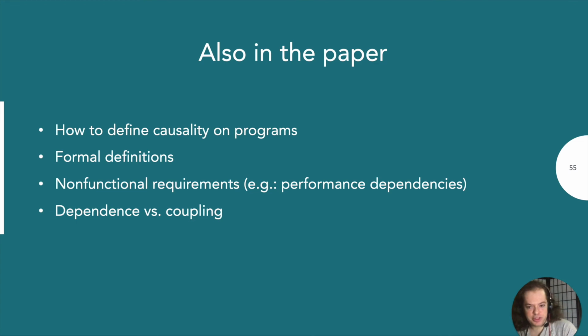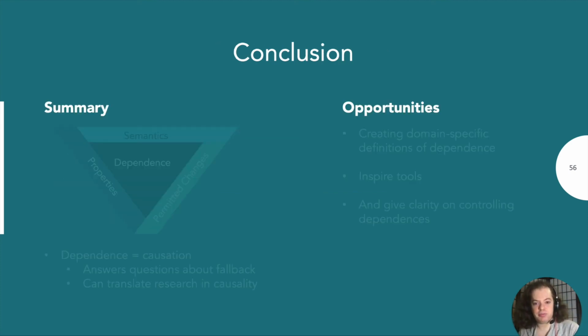We do a lot more than this in the paper. We have a lot of discussion about how to lift definitions of causality from these straight line program causal graphs into arbitrary programs. We define all this formally and can, from a single formal definition, recover several intuitive notions of dependence. We talk a bit about what to do about things like timing, dependencies, visual constraints, and we also have some insights into the relationship between dependence and coupling.